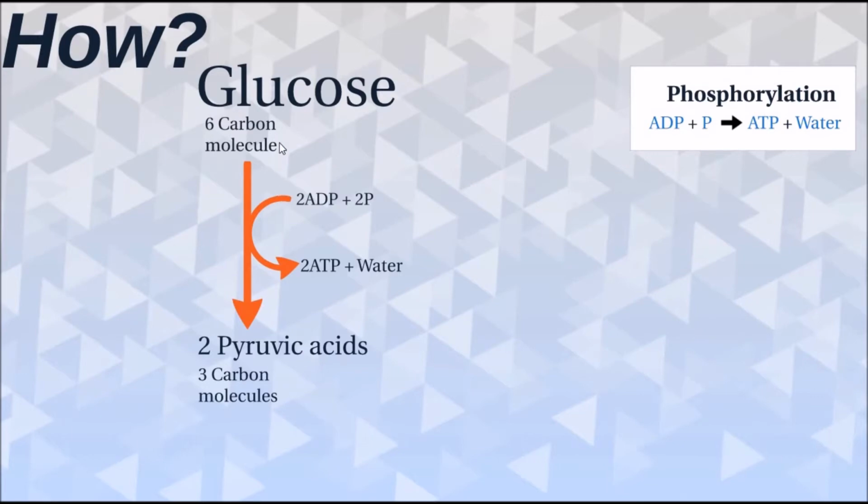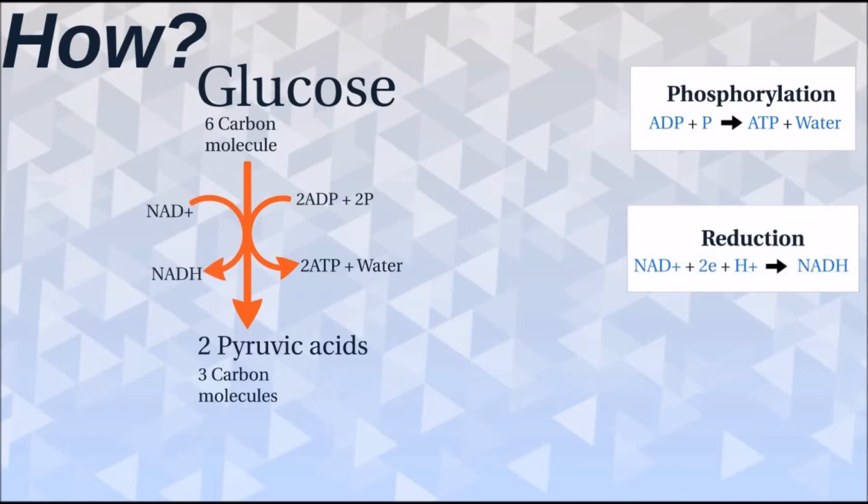When this happens, you also make ATP. So 2 ADPs that were floating around in the cytosol join up with 2 inorganic phosphate groups and make 2 ATP molecules. And you also make water along with this. And this is called phosphorylation. Phosphorylation is when ADP joins with an inorganic phosphate to make ATP and a water molecule.